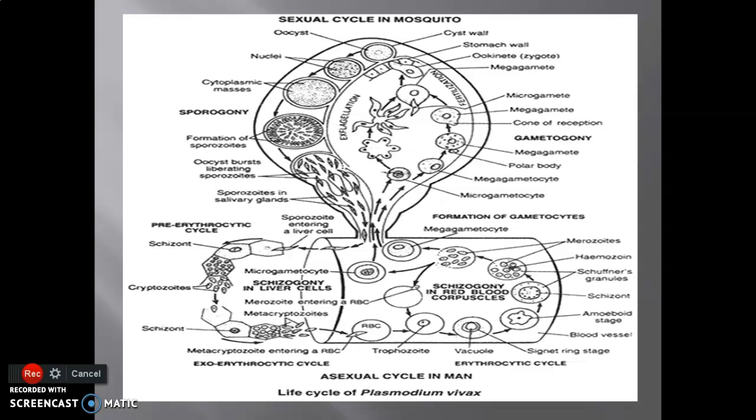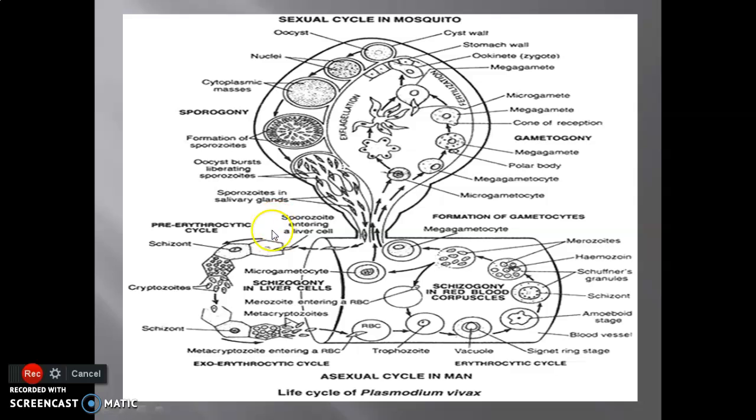We know that we have divided the stages of this Plasmodium vivax. The very first one is exo-erythrocytic, the second one is the erythrocytic phase, and the third one is the sporogony stage. Now the sporogony stage, as we all know, occurs in the mosquito. First of all, we are going to discuss in detail the life cycle in human being.